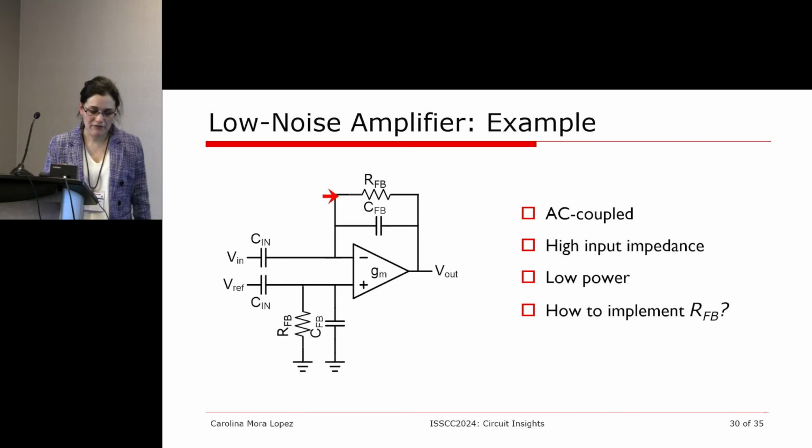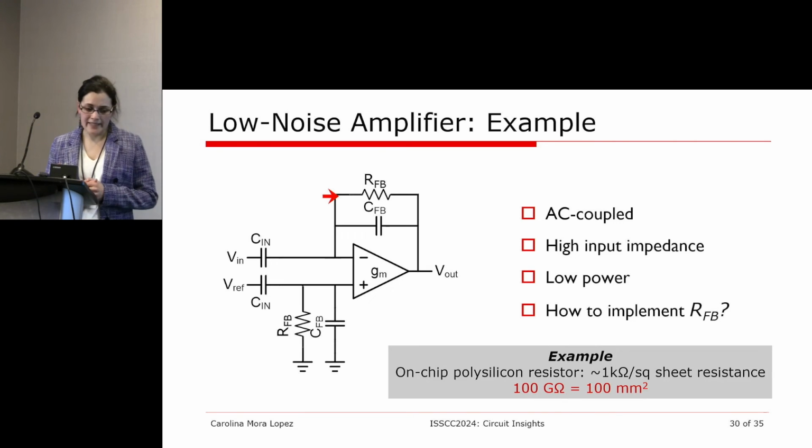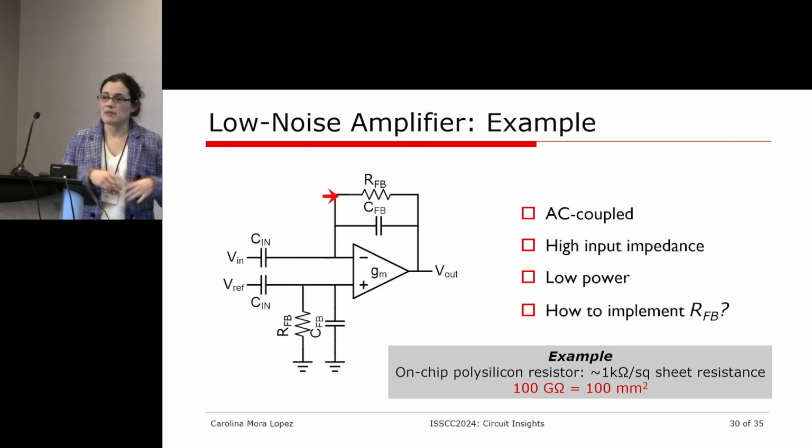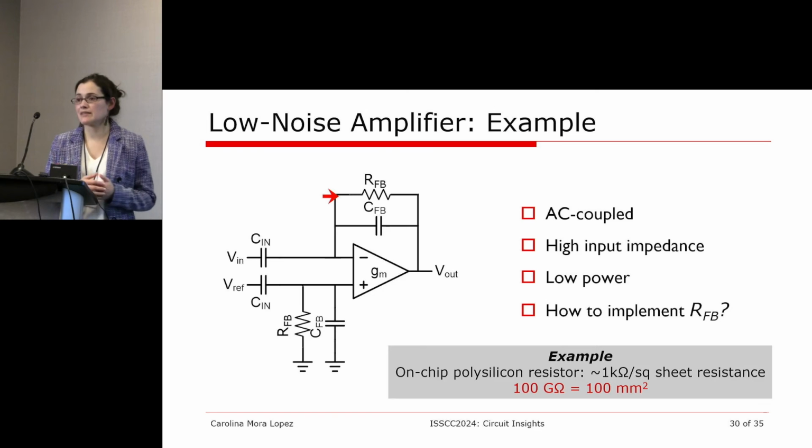To give you an example, an on-chip polysilicon resistor with the best sheet resistance can be around 1 kilohm per square. And if you need 100 gigaohms, you will need around 100 square millimeters of chip size. So that's a 10 by 10 millimeter chip that only has one resistor. But of course you need two just for this amplifier, and maybe you want tens of amplifiers, maybe hundreds of amplifiers. So this is of course not realizable on chip.